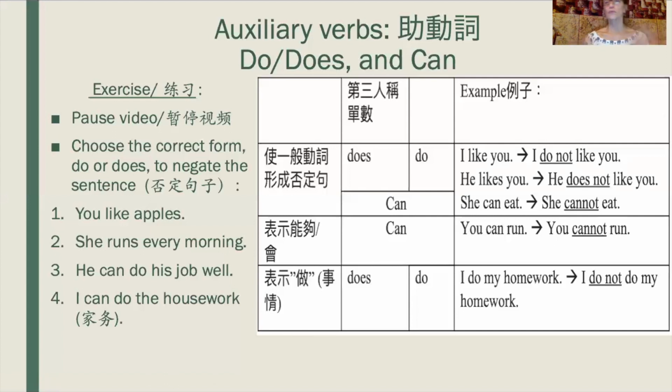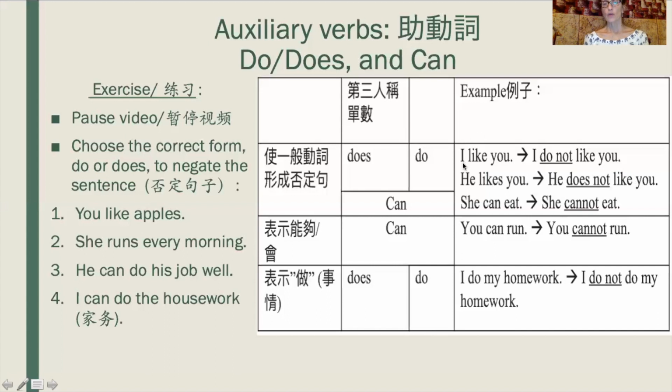我喜欢, 我不喜欢. Here is I like you, I do not like you. He likes you, 他喜欢你. Okay, he does not like you, 他不喜欢你. Okay, does not. But notice that the word is does and not do. It could be she likes you, then she does not like you. It, the dog, likes you. It does not like you.